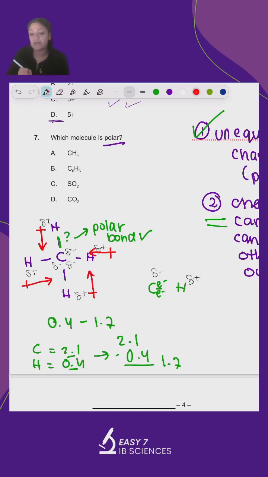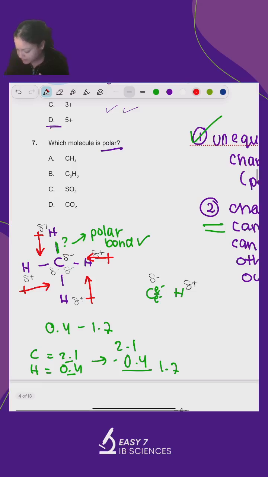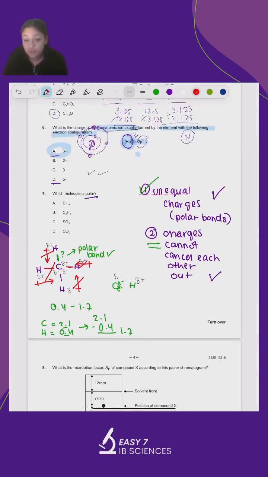Now, if the arrows that you're drawing are meeting head to head or tail to tail, I would say they cancel each other out. So these two that are opposite each other, here and here, cancel each other out. And this pair also cancels out. So this is not a polar molecule, because you don't have an overall dipole moment, because the charges cancel each other out. So this molecule is not polar.